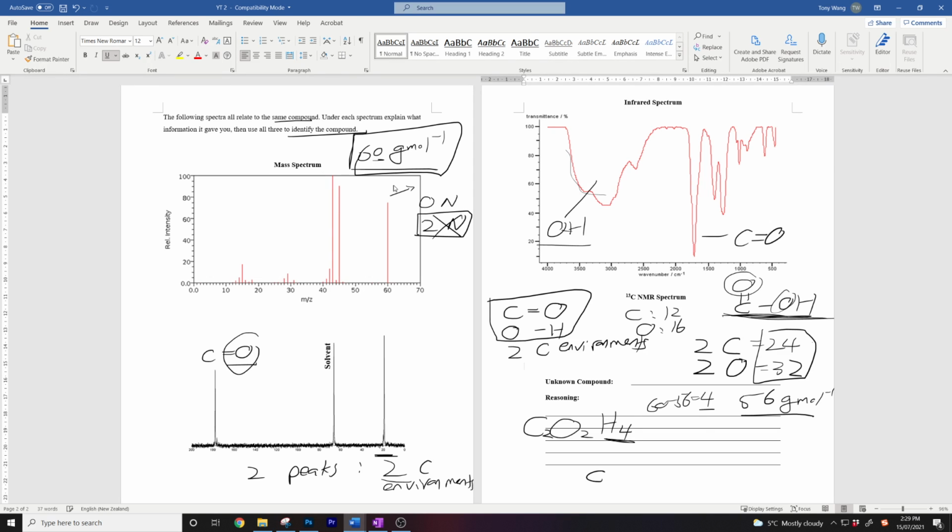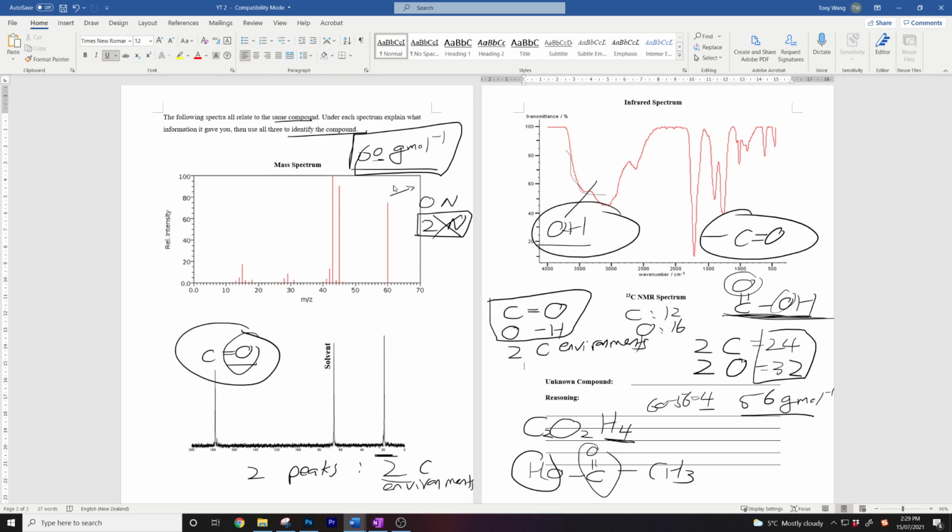Okay, and if I were to draw it, it will just look like this. And then that will match everything that's on the spectrum, because you have your C double bond O, which is here, and which is here. You have an OH bond, which is here, and then you have 60 grams per mole, which is the molar mass, which is here. You have no nitrogen. You have 2 carbon environments, which is right here, and that is your correct answer.